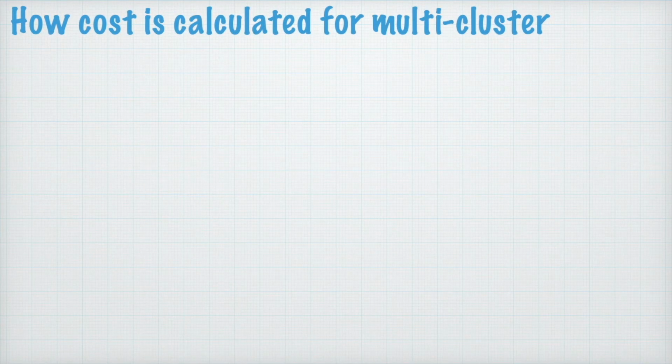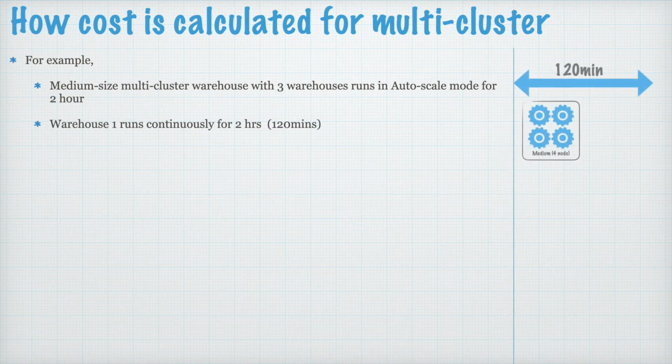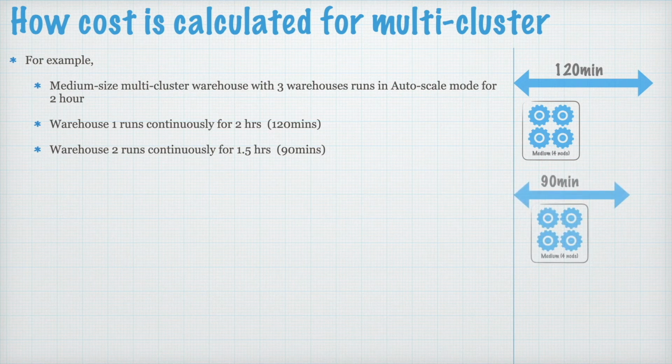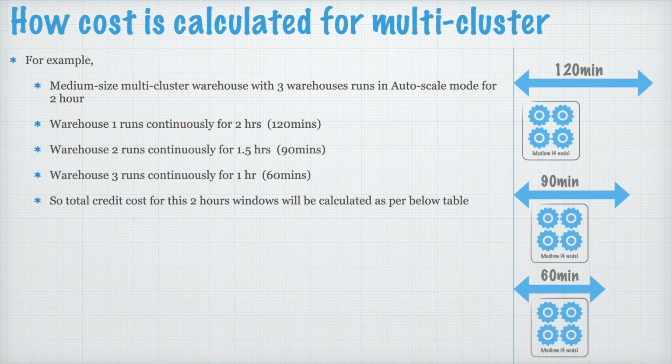How is the cost calculated for a multi-cluster virtual warehouse? For standard warehouses, the cost is pretty straightforward. Let's understand the credit cost with an example. Let's assume I have a medium-size multi-cluster virtual warehouse with 3 warehouses running in auto scale mode for 2 hours. Warehouse 1 runs continuously for 2 hours, which translates to 120 minutes. Warehouse 2 runs continuously for 1.5 hours, which is 90 minutes. Warehouse 3 runs continuously for 1 hour, which is 60 minutes. So the total credit cost for the 2 hour window will be calculated as per the below table.